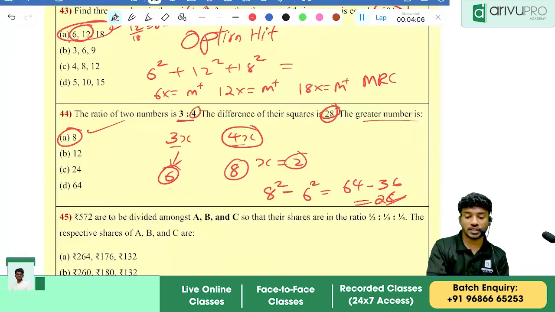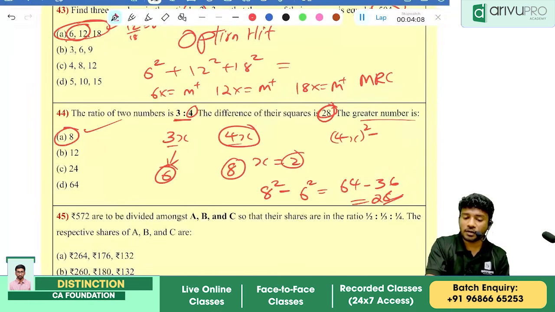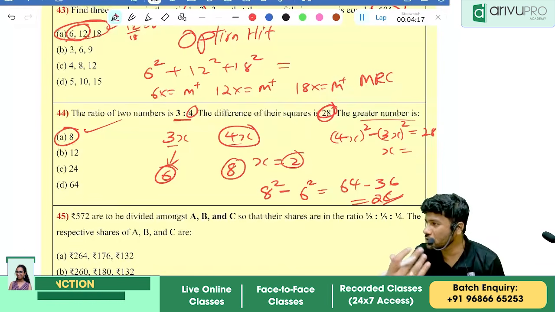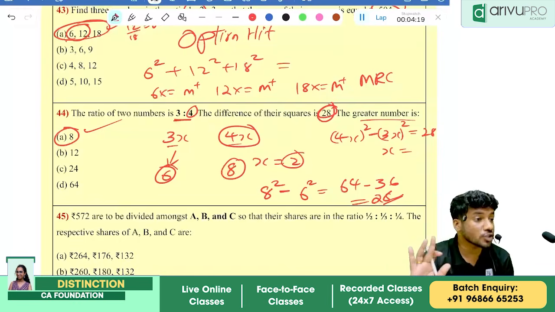Or in what other way will you check? 4x the whole square minus 3x the whole square is equal to 28. From that you will find the value of x and you will get the answer. Okay, two methods are completely open for you, your choice.